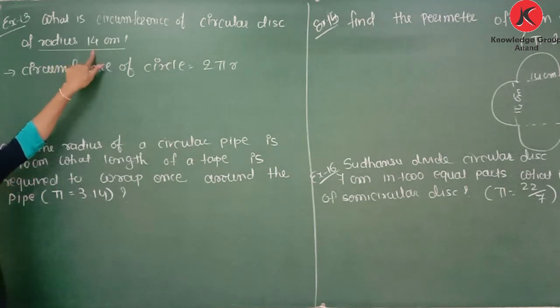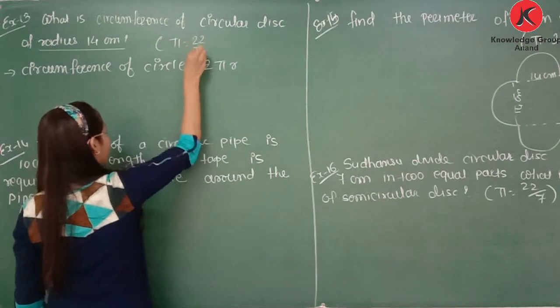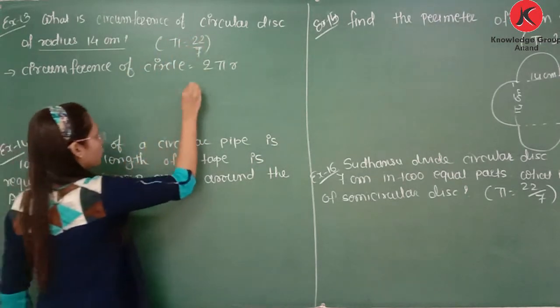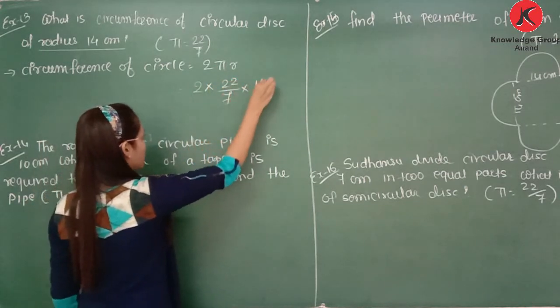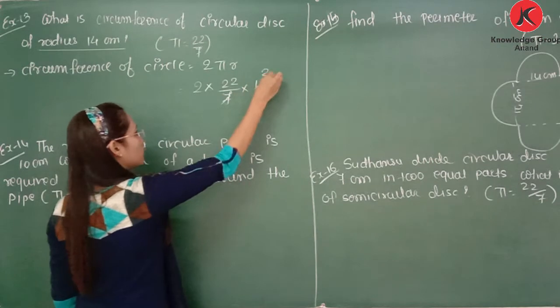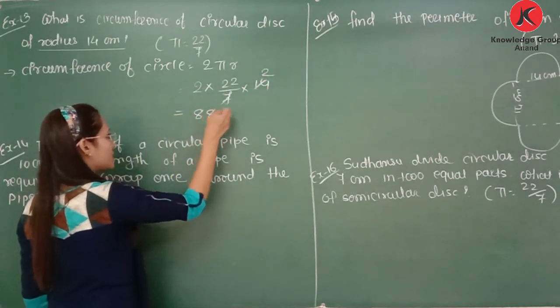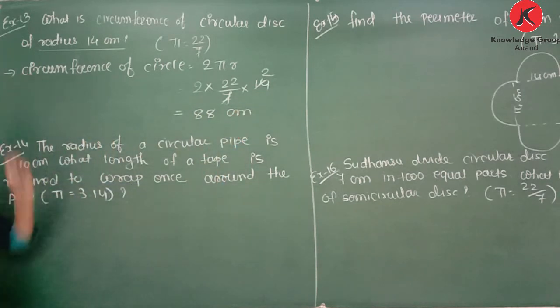If radius is given, then we can take 2 pi r. Now r is 14 cm. So you can take pi as 22 by 7. You can take anytime 3.14 or 22 by 7. So 2 pi is 2 times 22 by 7. Radius is 14 cm. Here we can cancel out this. So 44 multiplied by 2, that is 88 cm. So that is what? The circumference of the circular disc.